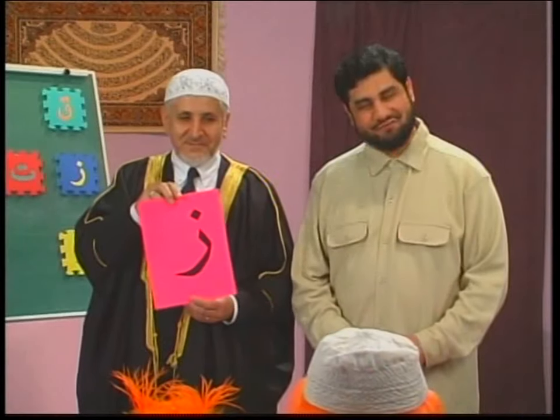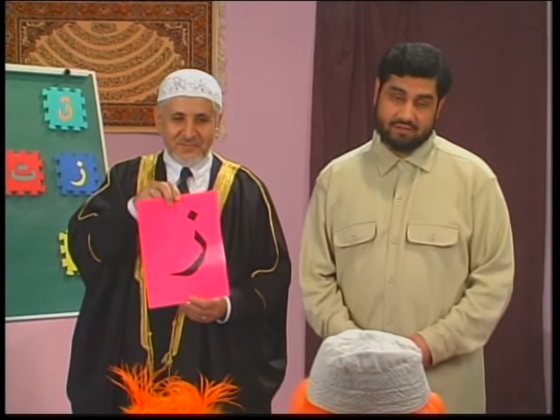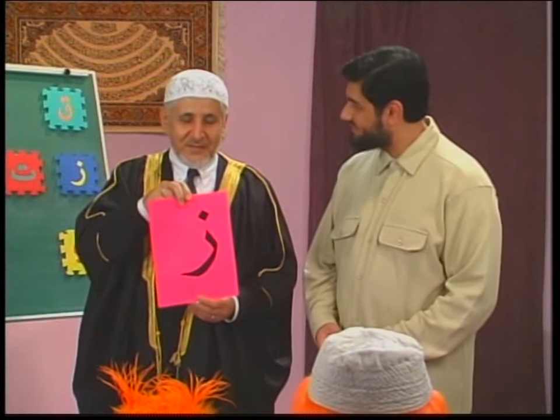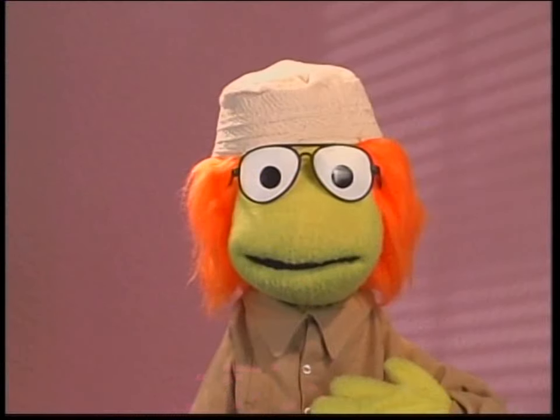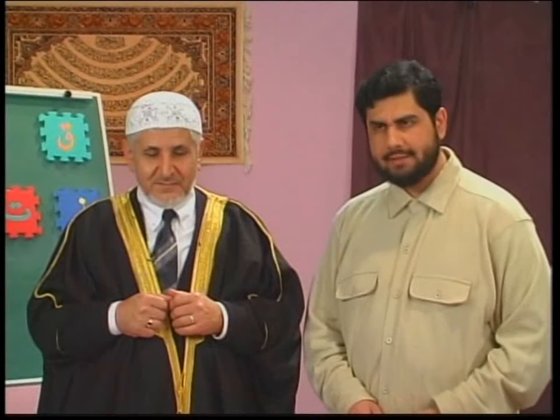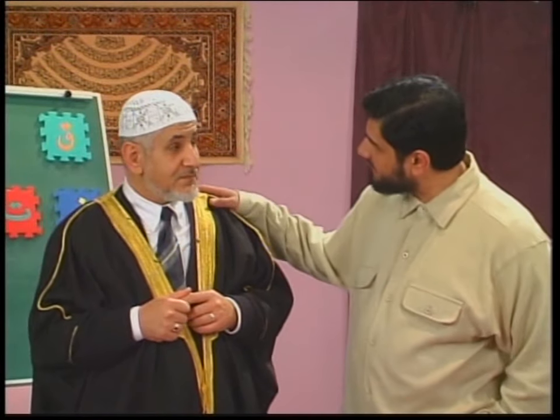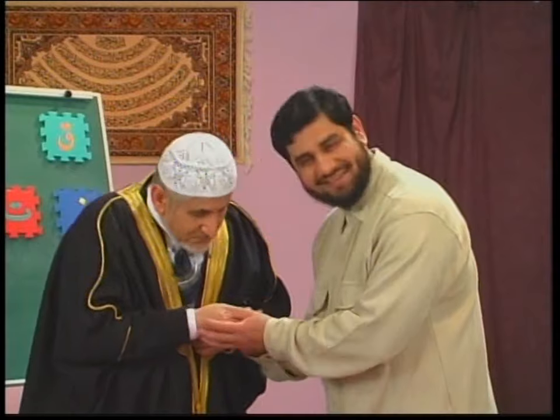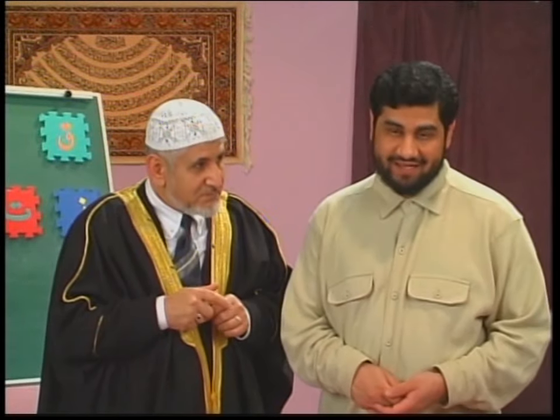Now, if we put a dot on top of the Ra, what does it become? Za. Very good. Some people call this letter Zain or Zayn. What word do we get from the letter Za? Can you give us a hint? Let's say Brother Adnan is a poor man, and I can help him out if I share some of my... Zakah. That's right. Za for Zakah.